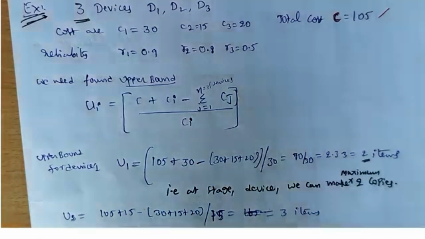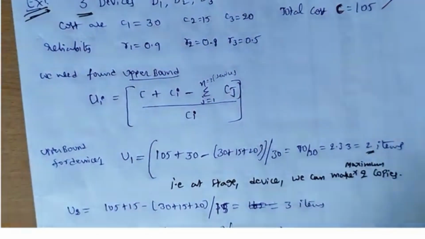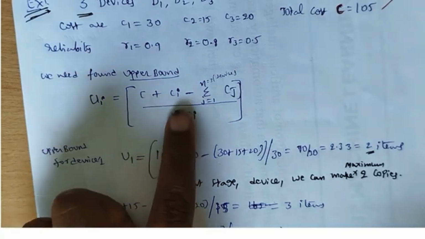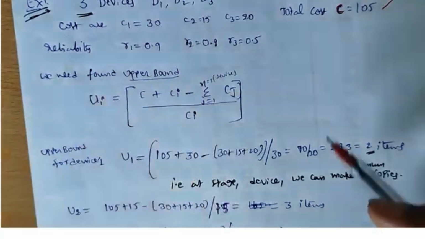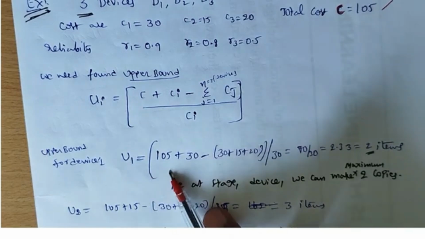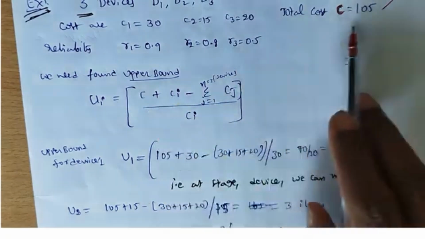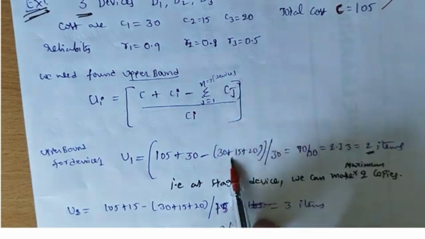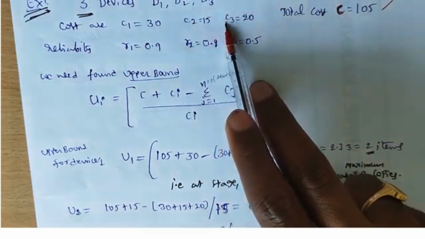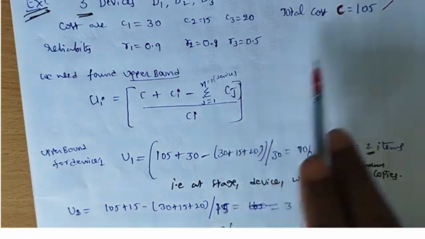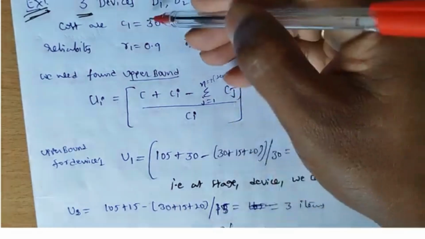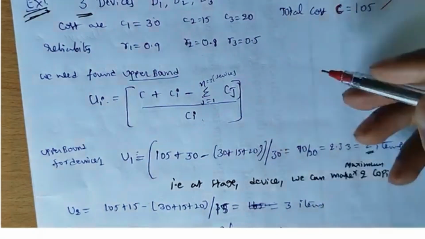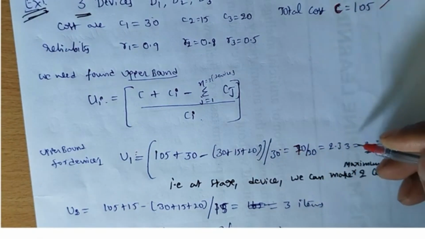Next we need to find the upper bound. What is the formula for the upper bound value? Ui equals (C plus Ci minus the summation of Cj) divided by Ci. I am calculating the U1 value. C equals 105 plus 30 minus the summation of Cj, that is 30 plus 15 plus 20, which are the C1, C2, C3 values, divided by Ci. Here Ci is the first value, which equals 30. So 70 divided by 30 equals 2.33.